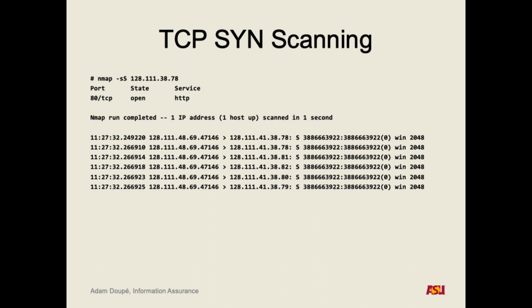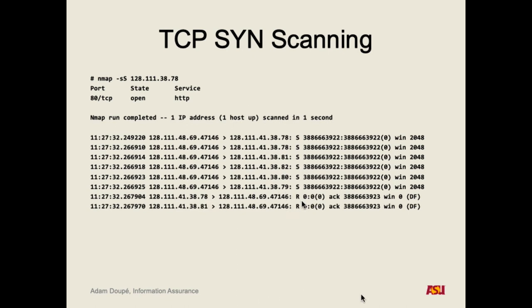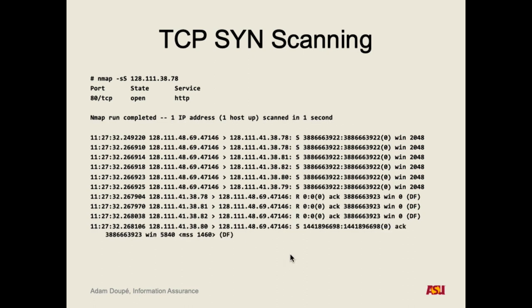But anyways, this last number is the port number for all of these. So it's sending SYN packets to all of these ports. And then it looks back for a reset. So there's a reset packet from port 78, so we know 78 is closed. A reset packet from port 81. A reset packet from port 82. And then a SYN-ACK packet from port 80, which means that's open. And then I guess this version of nmap resets that, so it never starts the connection.